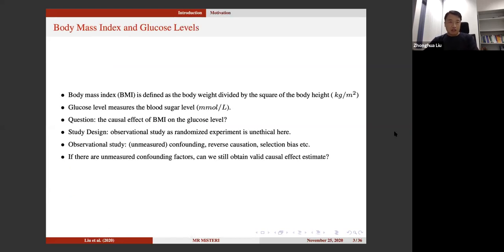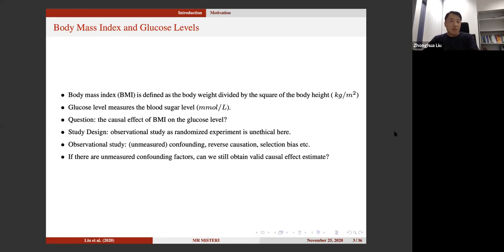The motivation: body mass index and glucose levels. Body mass index, BMI, is defined as the body weight divided by the square of the body height, and glucose levels measure the blood sugar level. The question of interest here is to estimate the causal effect of BMI on the glucose level.